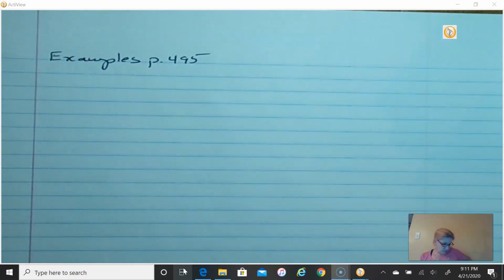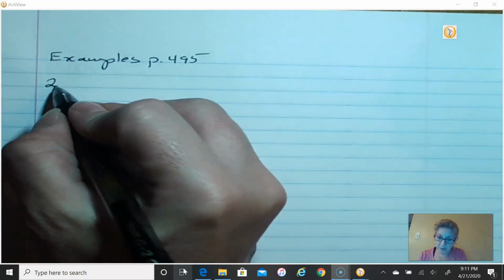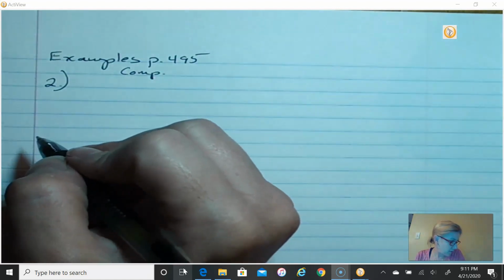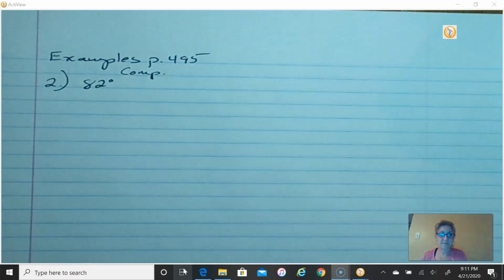Look at, oops, let me turn the page. Look at number 2. It's all going to make sense when we do these examples anyway. Number 2 says, find the complement of the following angles. Number 2 is 82 degrees.